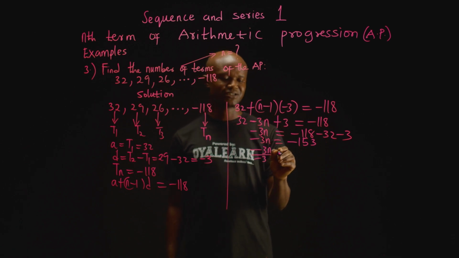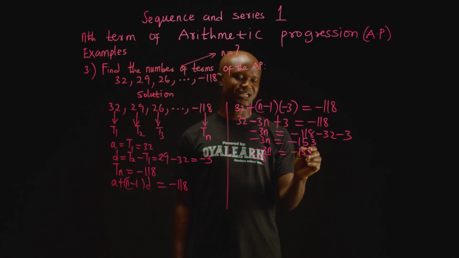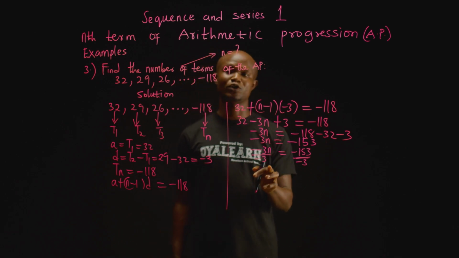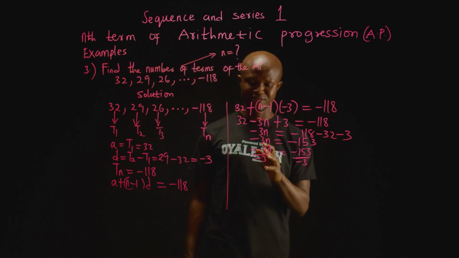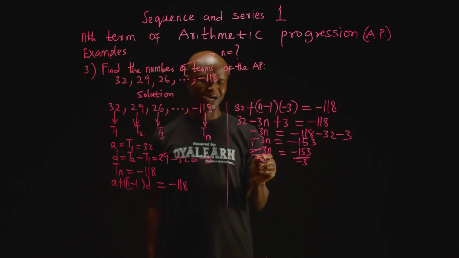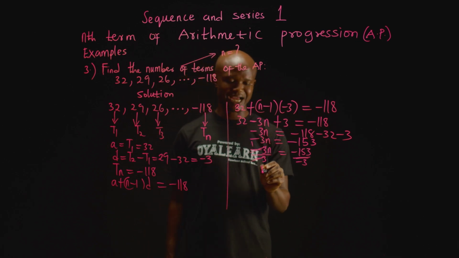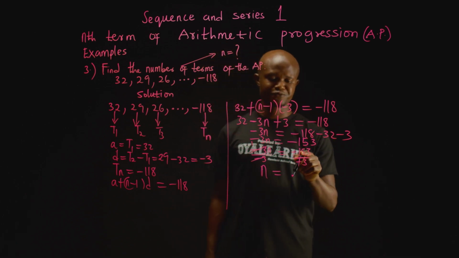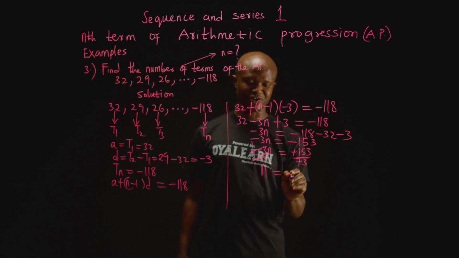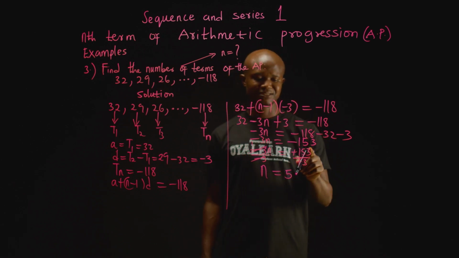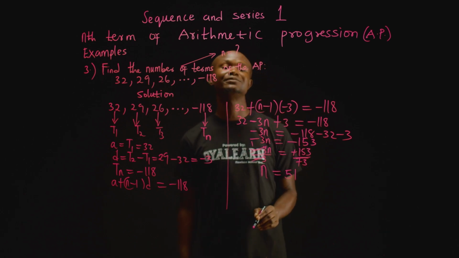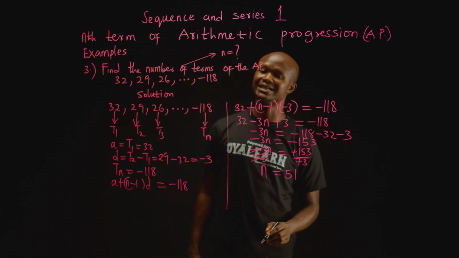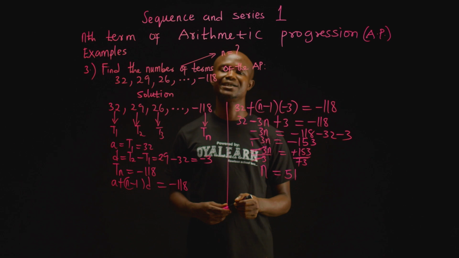Dividing both sides by minus 3, because that is the coefficient of n. So minus 3 over minus 3 is 1 on the left. So n will be equal to what? We cancel the minus signs. 15 divided by 3 is 5, then 3 divided by 3 is 1. So in this case, the value of n equals 51, and that is the number of terms. Thank you.